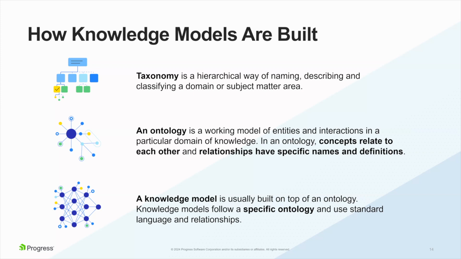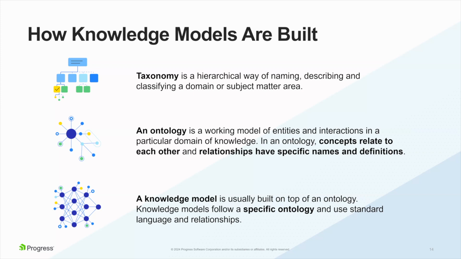But an ontology is a working model of its entities and interactions in a particular domain of knowledge. In an ontology, concepts relate to each other. Relationships have specific names and definitions. So in your model, you might have the concept sky and you might have the concept blue. So what are the relationships between those two concepts? Color is the relationship. So sky is color, blue. And that's how I view an ontology.